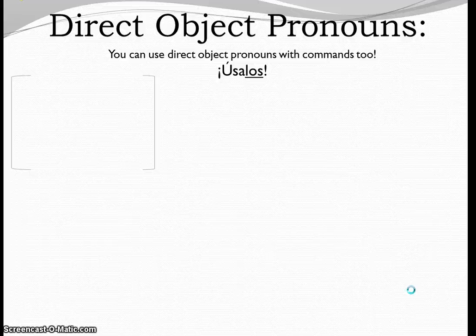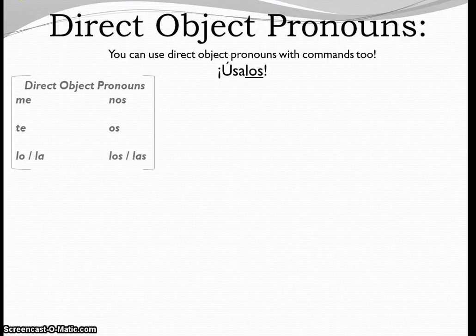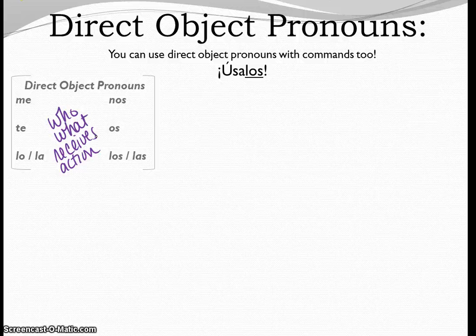The direct object pronouns that we've learned previously, me, te, lo, la, nos, os, los, and las, remember that they answer the question who or what receives the action. So in the command úsalos, los is the direct object pronoun, and I'm giving you the command use them.